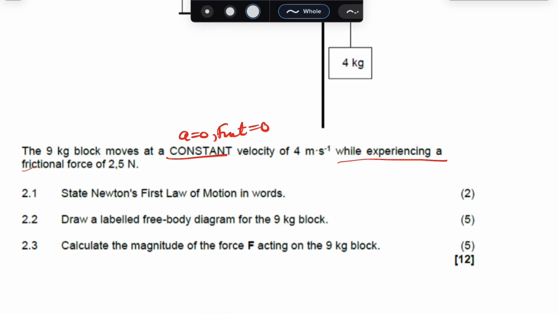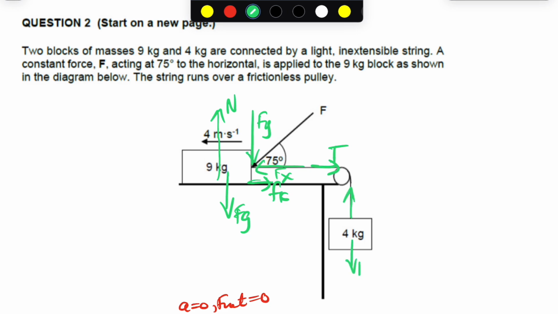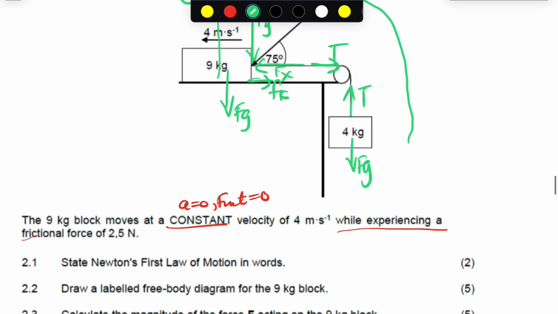Now 2.2, it says draw and label a free body diagram for the 9 kg. Let's look at the forces that are acting on the 9 kg. Since we have a force applied there, we'll have an Fx and an Fy, and we'll have a tension force in that direction. We'll have a normal, a gravitational force, and the frictional force. Now for the 4 kg, we'll have a tension and a gravitational force. This system accelerates to the left, so we'll choose up and left as our positive direction.